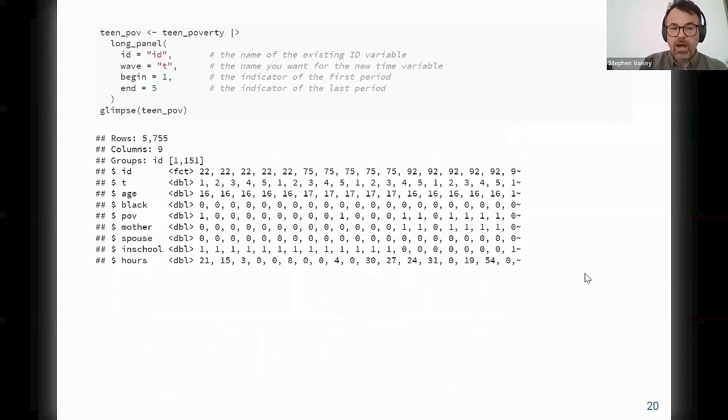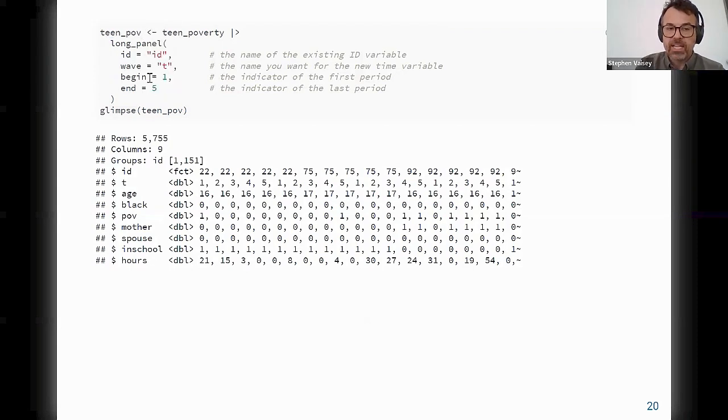Okay, so now let's reshape it. How do we reshape it? Well, we can use panelr. We're going to use the long_panel function, and this is really easy. We're going to create a new data set called teen pov, which is going to be long form.